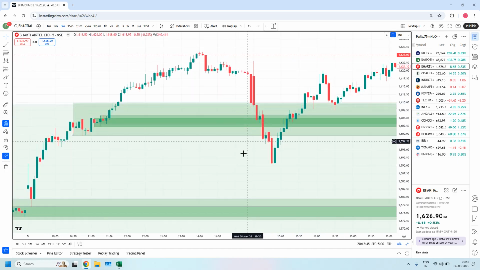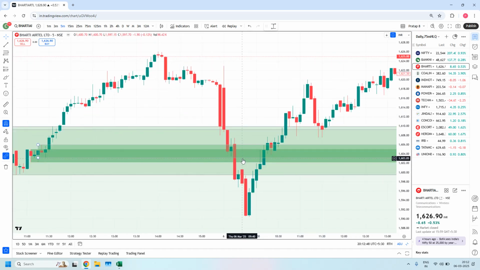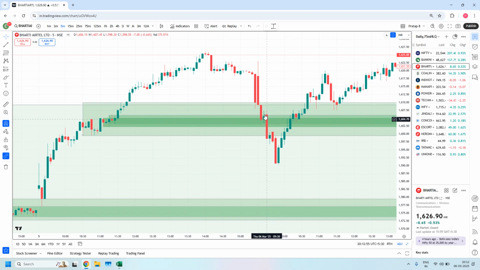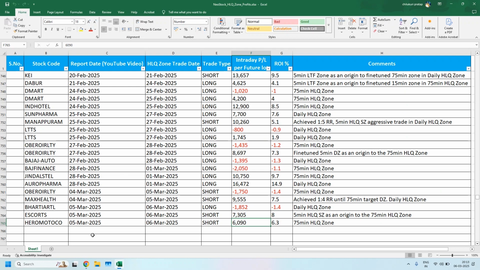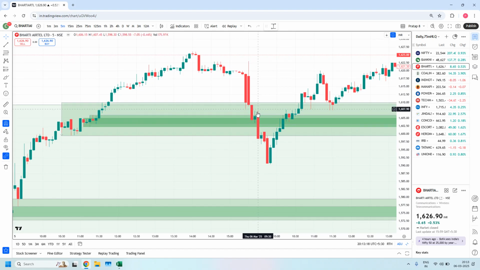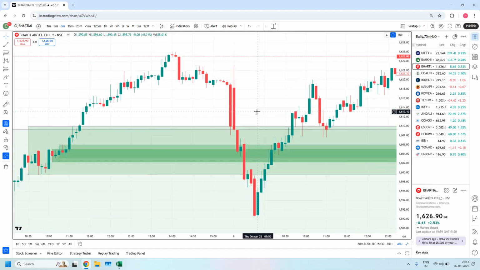But anyway, from the HLQ zone statistics point of view, we have to calculate zone wise, not trade wise. The zone has worked or it doesn't work, that's it. It doesn't work. So we have to capture this as a failed. So that's why BHARTIARTL has given 1,852 rupees loss as per the statistics point of view, which is minus 1.4% ROI, negative ROI. This is the only one stopped out. So total 3 trades are executed.